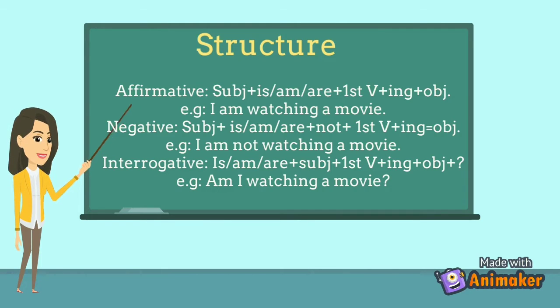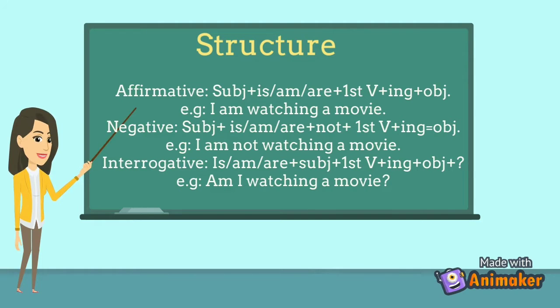First of all, there are three further types: affirmative, negative, and interrogative. Affirmative sentences are also called simple sentences. The structure is as follows: subject plus helping verb according to the subject plus first form of verb with ing plus object. Now, what is a subject, a verb, and an object? Do you know that? Okay.